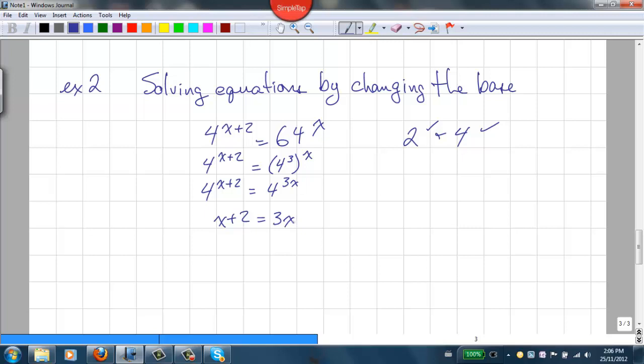Well, now it becomes like things that we've solved since grade 9. We can move the x over to the right side by subtracting x from both sides. We get 2 is equal to 2x. Divide both sides by 2, and we get x is equal to 1.